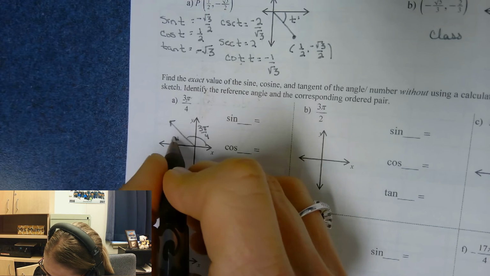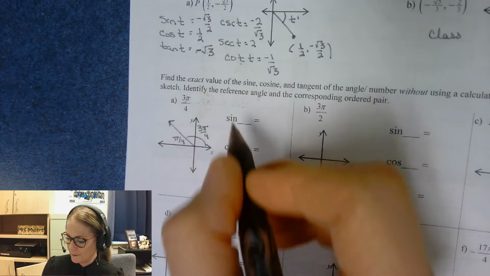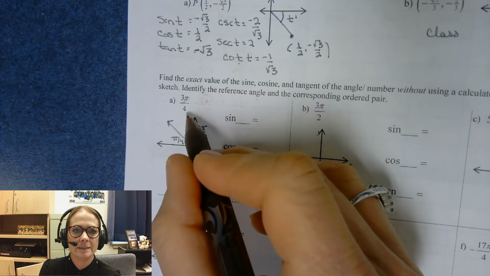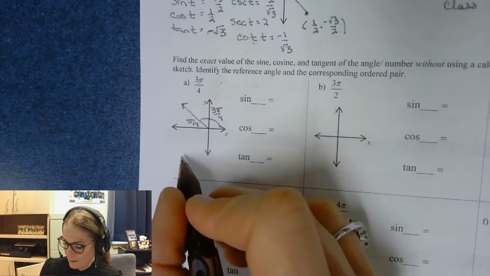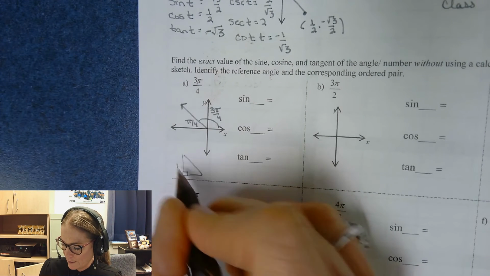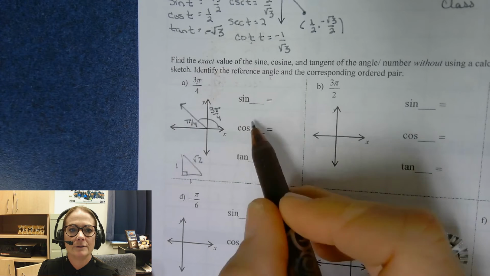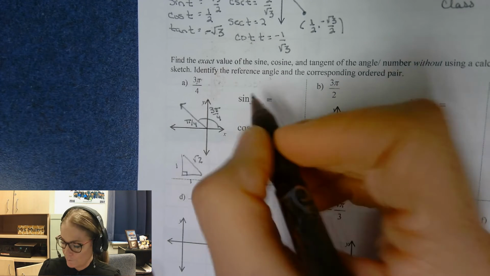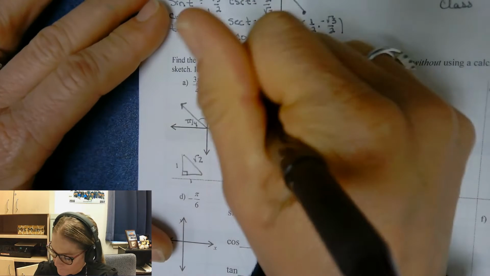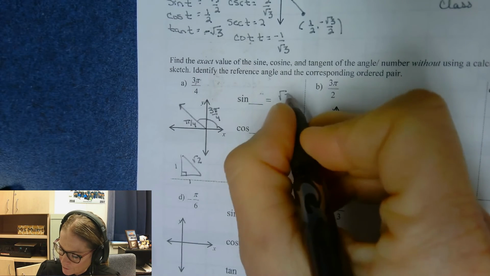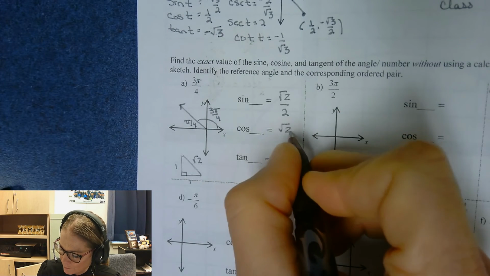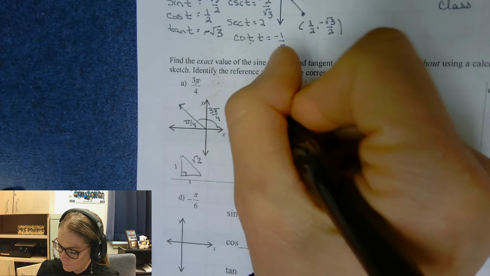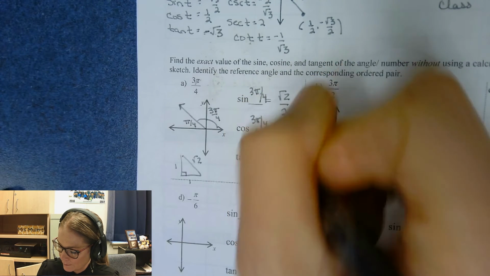And that's your reference. Anytime you're in a over 4, you could draw your special right triangle, and over 4s are easy. This is your 45, 45, 90. This is just your 1, 1, root 2. So sine of either one, whichever is your reference angle, is going to be 1 over root 2, which is root 2 over 2. Cosine is root 2 over 2, and tangent, of course, is 1. Okay, so that's 3 pi over 4.